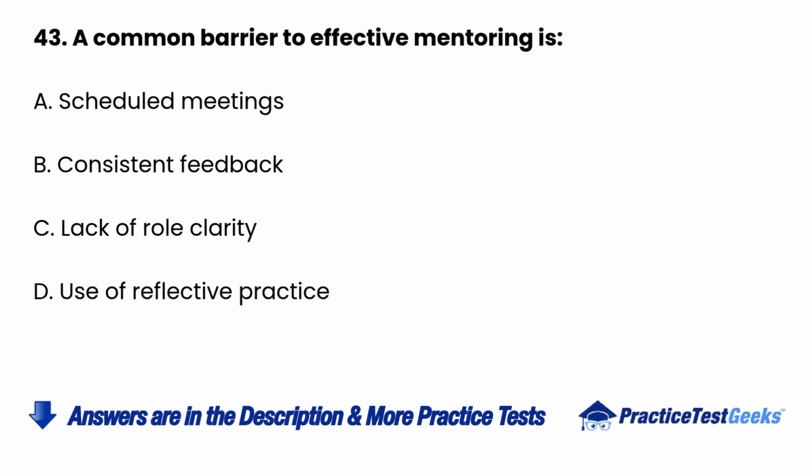43. A common barrier to effective mentoring is A. Scheduled meetings. B. Consistent feedback. C. Lack of role clarity. D. Use of reflective practice.